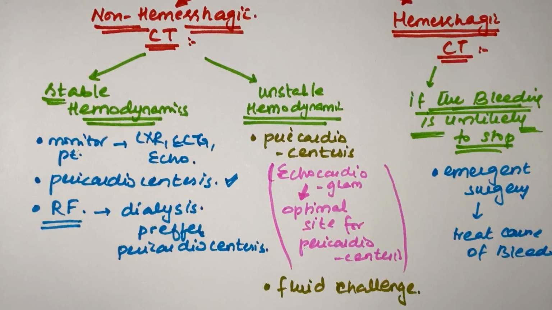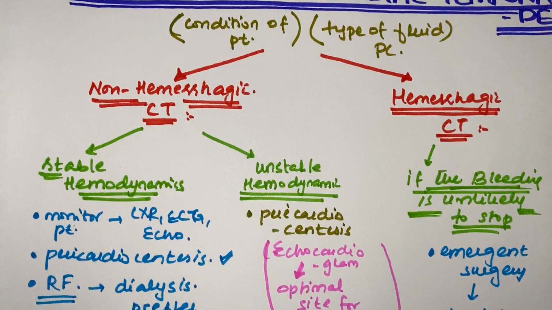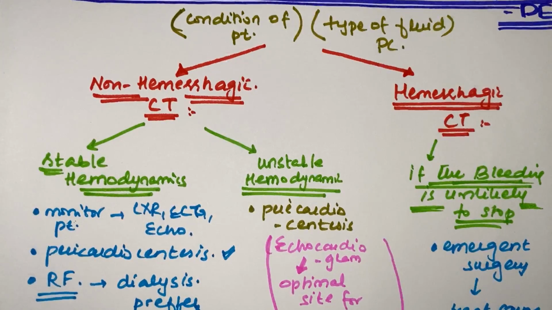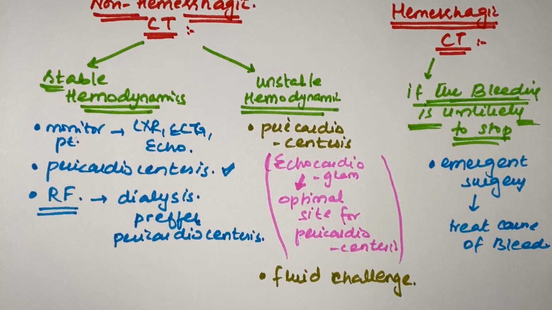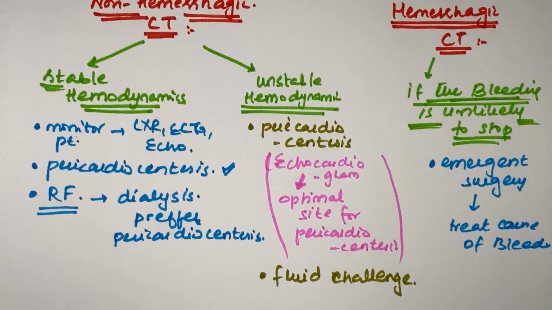So this is briefly about the whole management of the patient, and how we will manage a patient of cardiac tamponade. Brief overview: it depends on the condition of the patient and the type of the fluid. If the type of the fluid is non-hemorrhagic and the patient is stable, then we'll monitor him, do pericardiocentesis, or if renal failure, we prefer dialysis over pericardiocentesis. If he is unstable, we'll go for pericardiocentesis immediately, and echo will help us in deciding the optimal site for pericardiocentesis. And if not benefited by pericardiocentesis, we'll prefer fluid challenge.